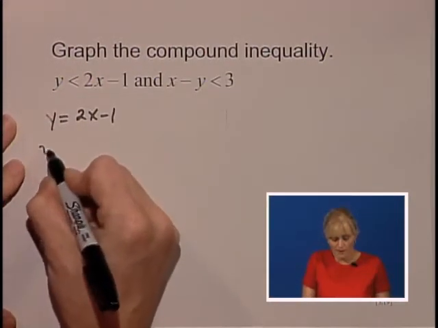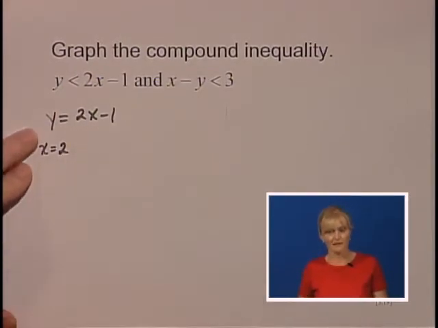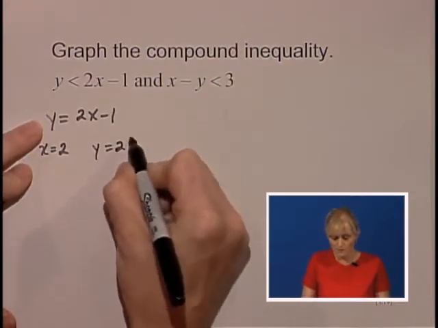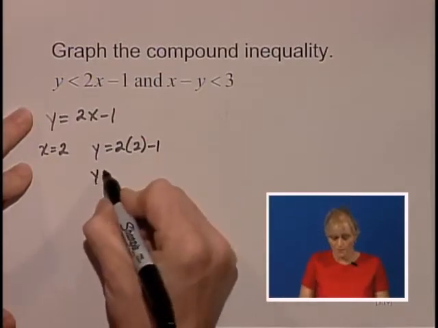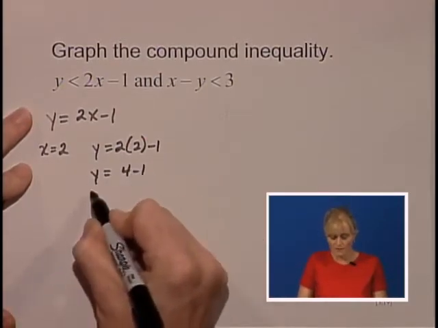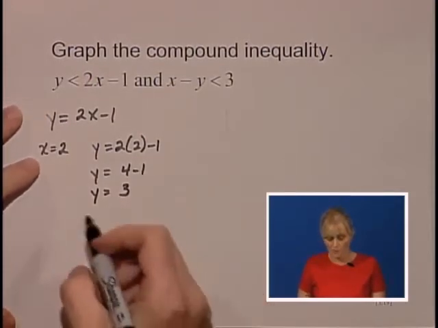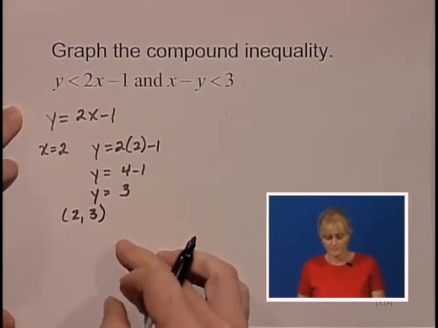For our first point, we're going to allow x to be 2. We'll replace that into our equation. We'll have y is equal to 2 times 2 minus 1, y is equal to 4 minus 1, so y is equal to 3. So the first ordered pair that we have is (2, 3).